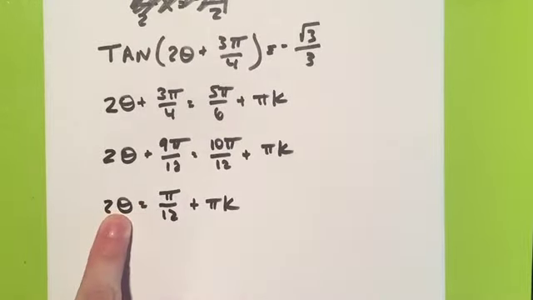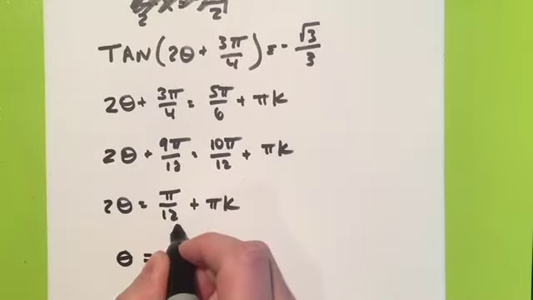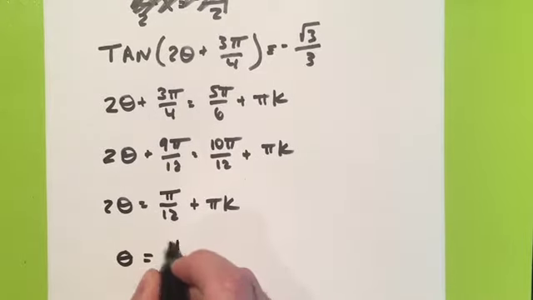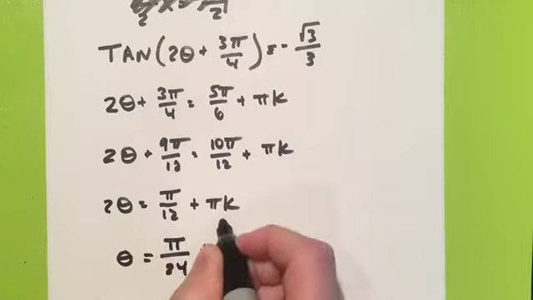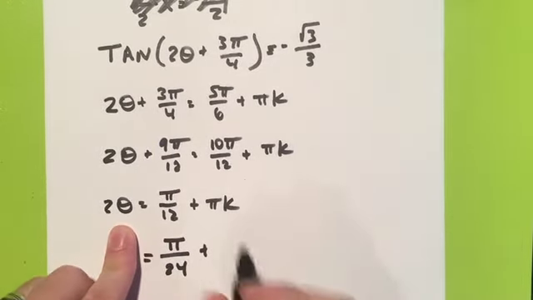Now we've got 2 theta. That's multiplication. I will divide to both sides. We have theta equals 1/12 divided by 2 gets us pi over 24. Plus divide, division gets distributed to every part. Pi divided by 2.